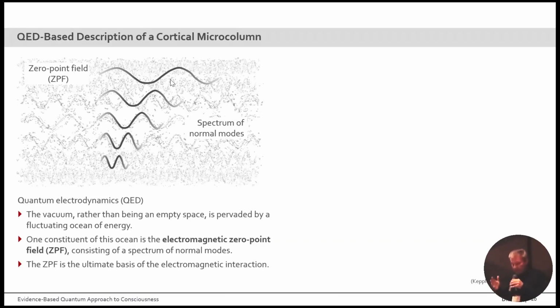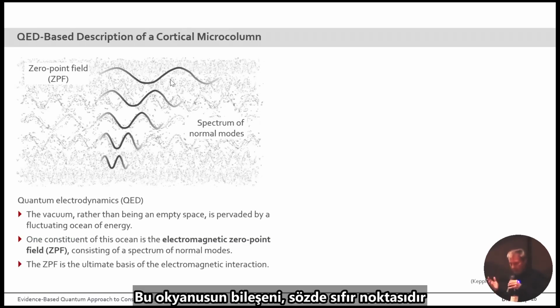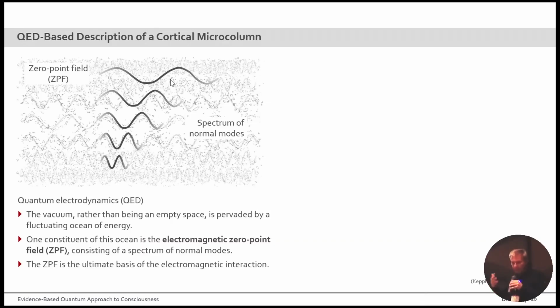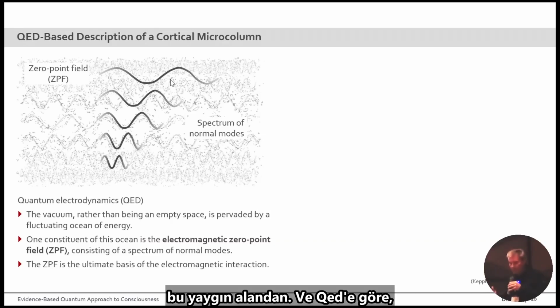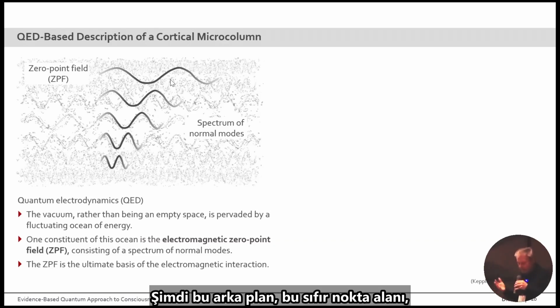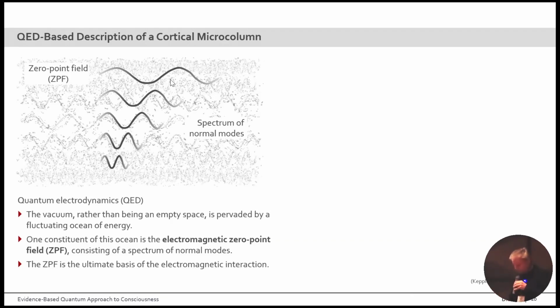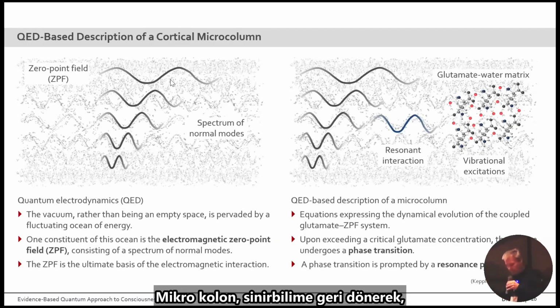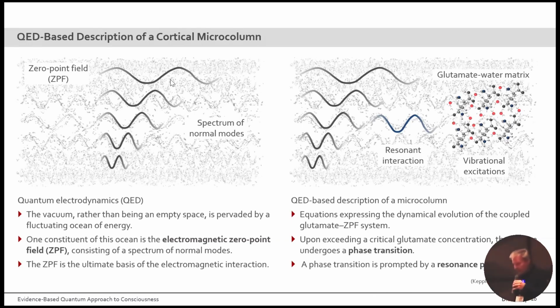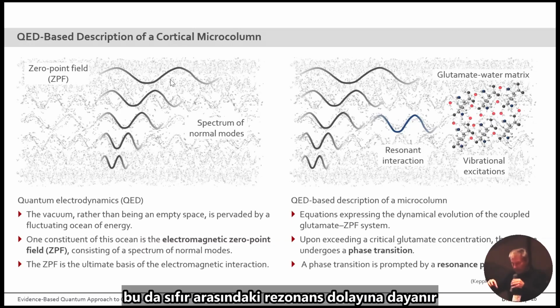And one constituent of this ocean is the so-called zero-point field, the electromagnetic zero-point field, which consists of a spectrum of normal modes, which are, so to speak, the elementary frequency components of this ubiquitous field. And according to QED, it's now this background, this zero-point field, which is the ultimate basis of the electromagnetic interaction. Now one can achieve a QED-based description of a microcolumn, going back to neuroscience, which is based on the resonant interaction between the zero-point field and the glutamate water matrix.